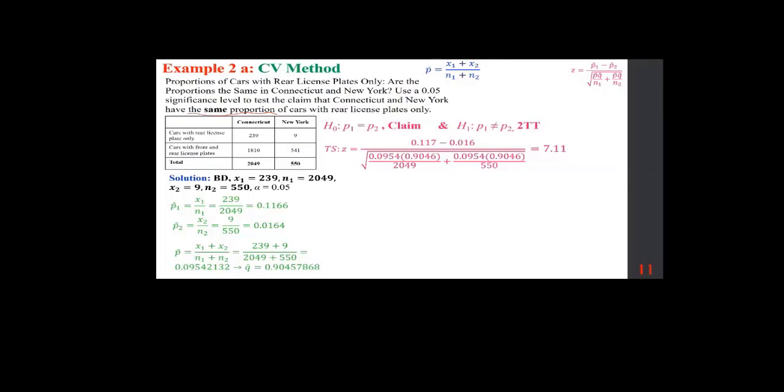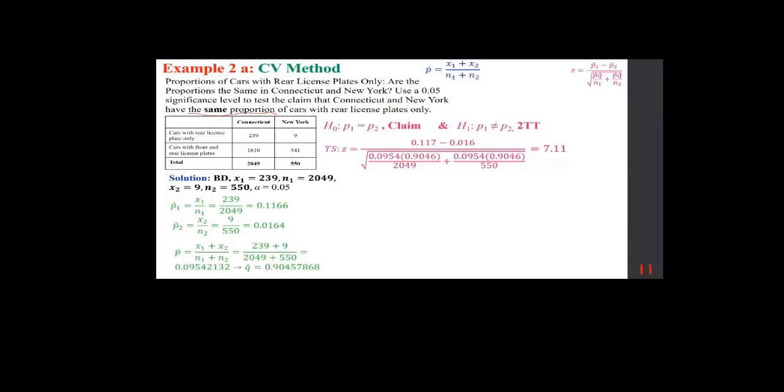We need P bar and Q bar for the denominator of the test statistic. So the stuff at the bottom left in green must be calculated first and foremost before we go to the test statistic. So after we do that, we plug in, and we end up with 7.11.